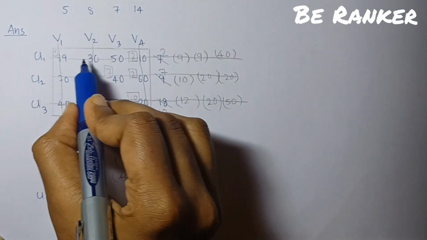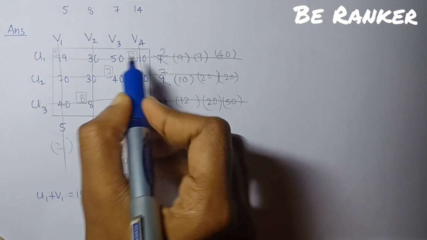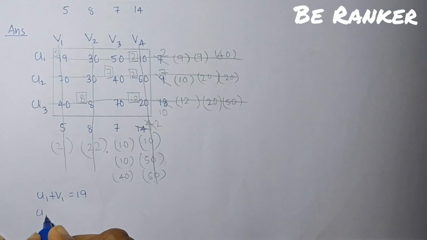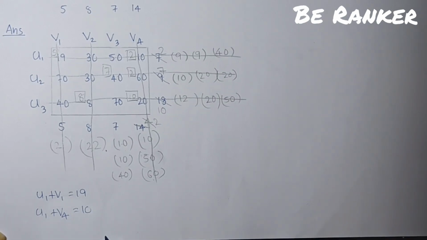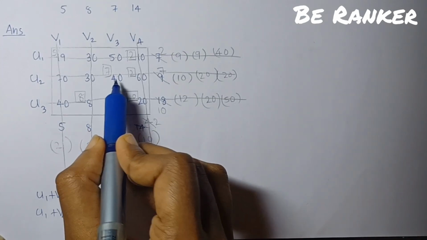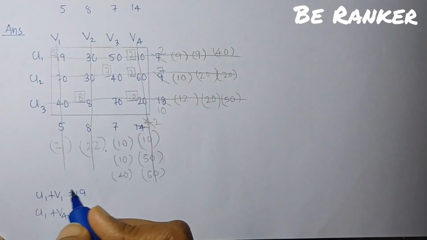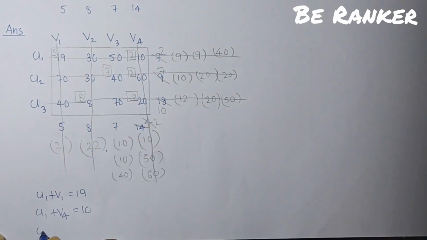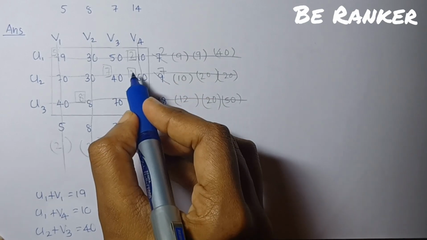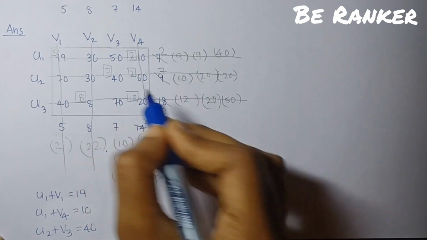Then another allocated cell is here, so I write U1 plus V4 is equal to 10. The next one is here. This 40 is an allocated cell, so here I write U2 plus V3 is equal to 40. Like that I write all the other allocated cells.